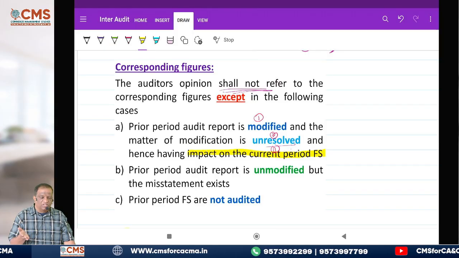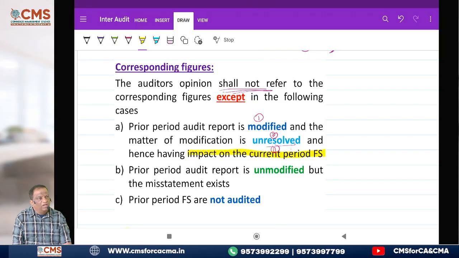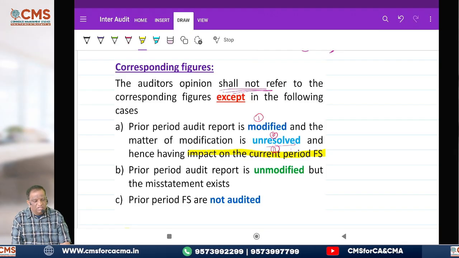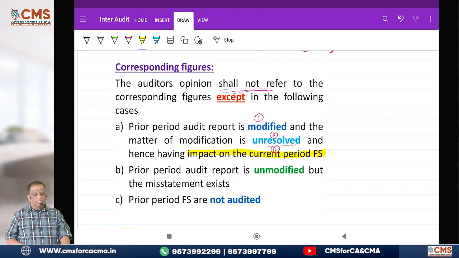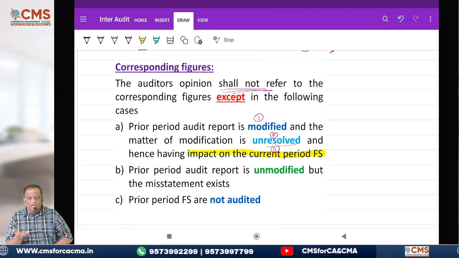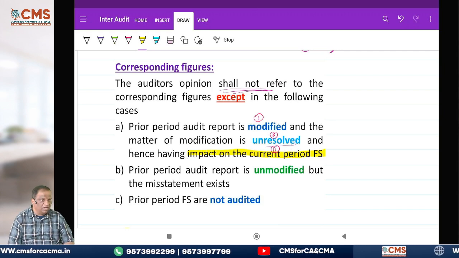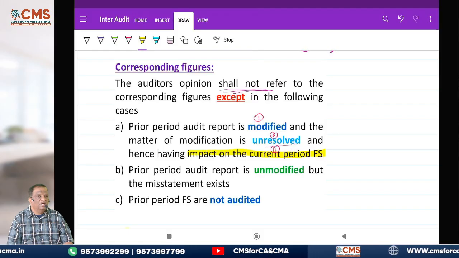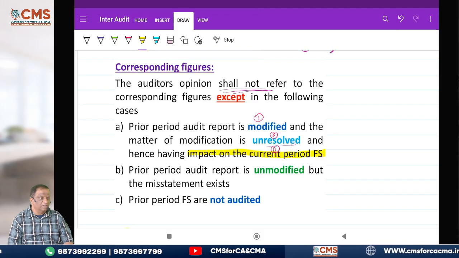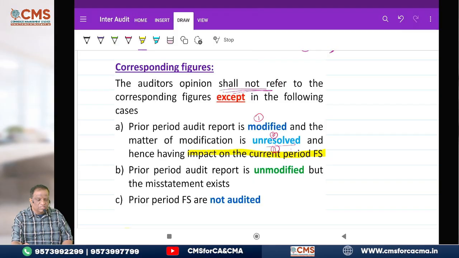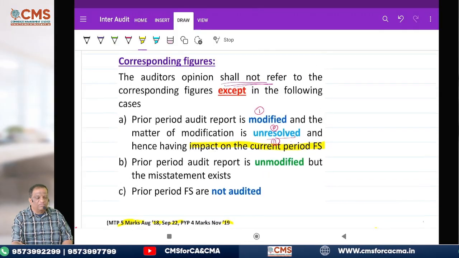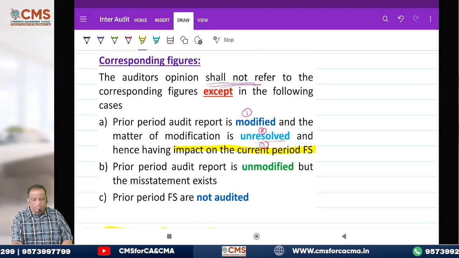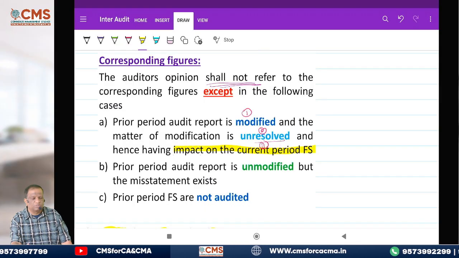to the corresponding figure. And the second one: the prior period report is unmodified. That is, the previous auditor had given a clean report, but there are misstatements. While doing the current year audit, you have identified certain misstatements in the prior figures. Then you will have to refer to the corresponding figures. And the third one is when it is not at all audited. Now, these are the three scenarios when the auditor would be referring to corresponding figures. Otherwise, as a thumb rule, under corresponding figures, the auditor's opinion should not refer to the corresponding figure at all.